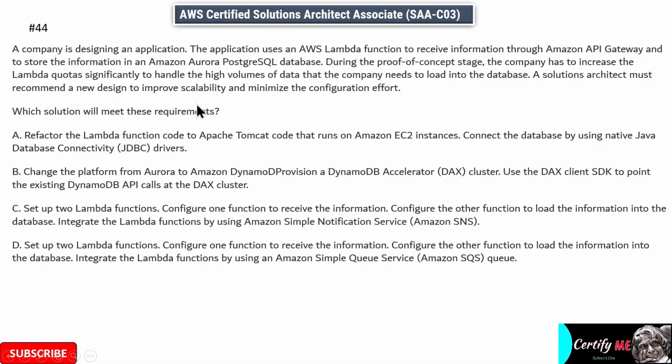A solutions architect must recommend a new design to improve scalability and minimize the configuration effort. Which solution will meet these requirements? Option A. Refactor the Lambda function code to Apache Tomcat code that runs on Amazon EC2 instances. Connect to the database by using native Java Database Connectivity drivers.